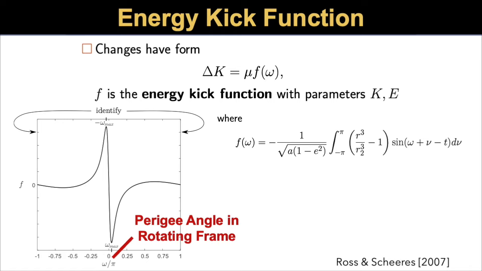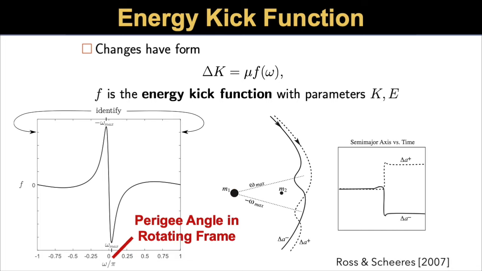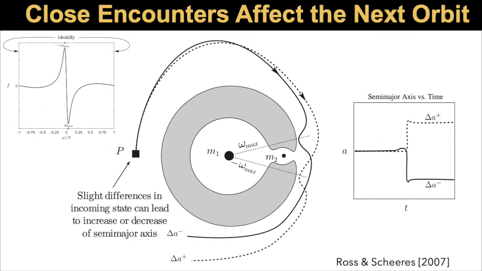We could start interpreting this. So this is the perigee angle in the rotating frame. It goes from negative pi to pi. And maybe I'll just jump to the next one, show how this relates. If we have a spacecraft starting here, and we just have slightly different initial conditions, we can set this up so that it will have its close approach either right in front of this region called omega max, or negative omega max, right behind the moon. And that will correspond to either an increase in the semi-major axis or a decrease.